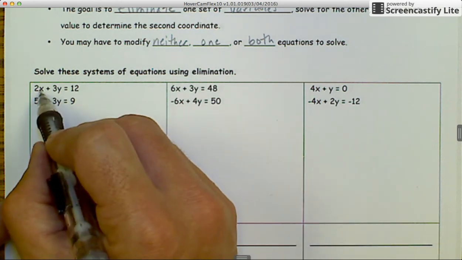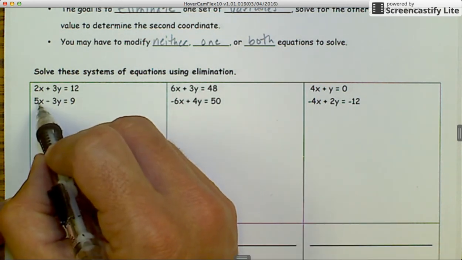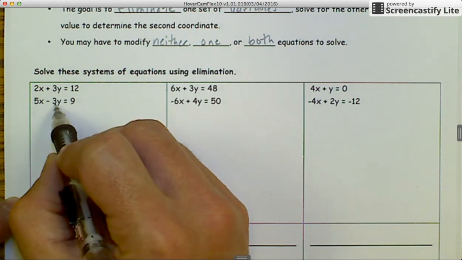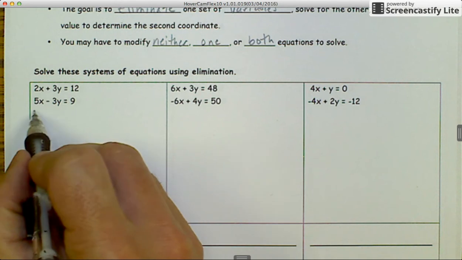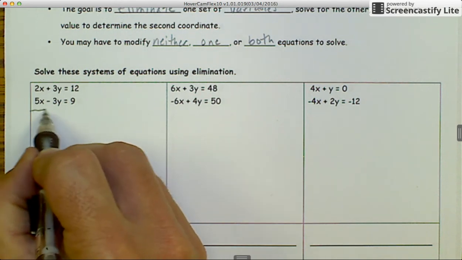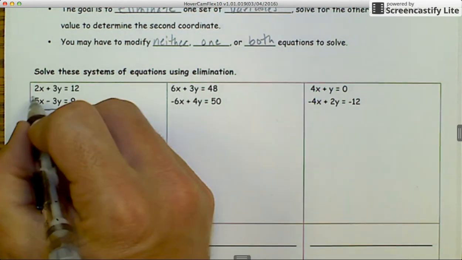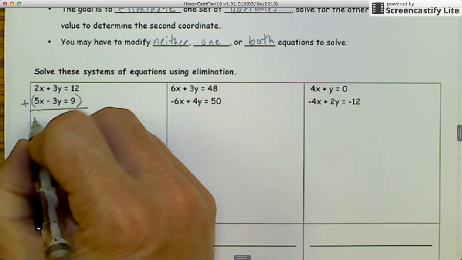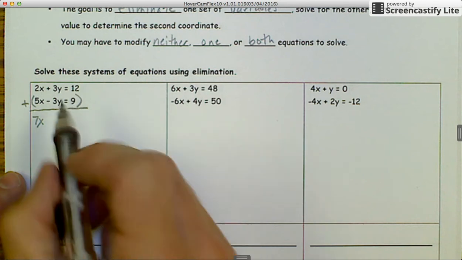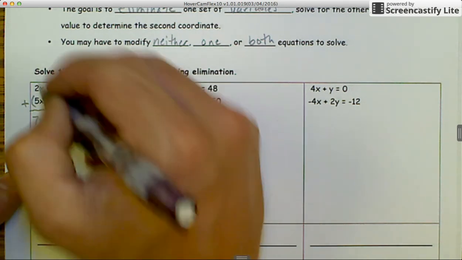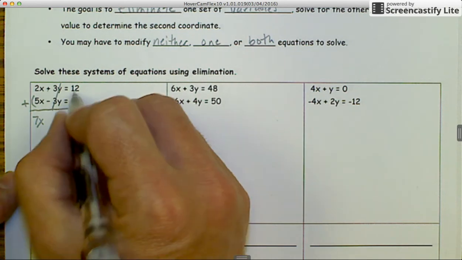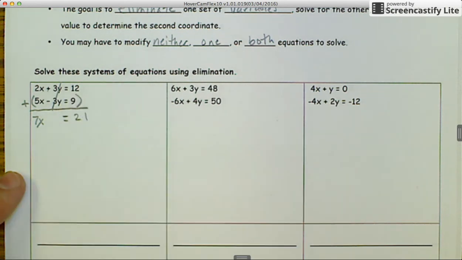So I have a positive 2x and a positive 5x. They're not opposites. I have a positive 3y and a negative 3y. These coefficients are opposites, so those are the ones that we're going to eliminate. So we're going to draw an equals line, and we're going to add the equations together. 2x plus 5x is 7x. Positive 3y plus a negative 3y, they eliminate themselves. So we're done. Equals 12 plus 9, 21.